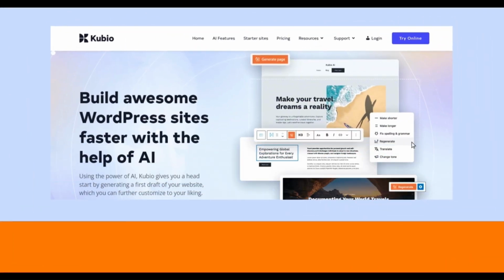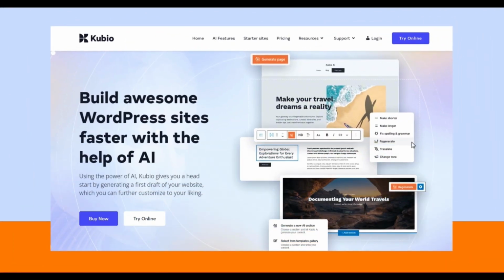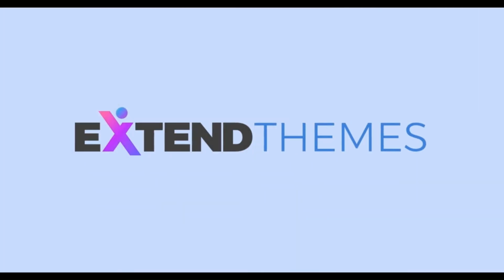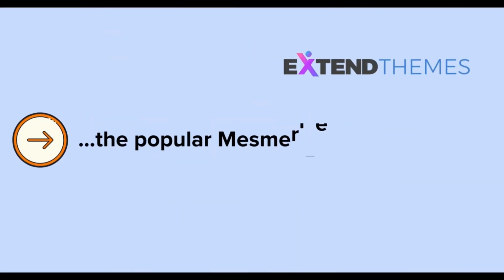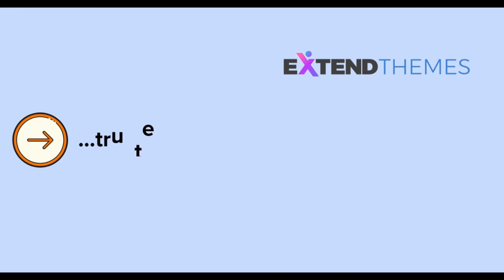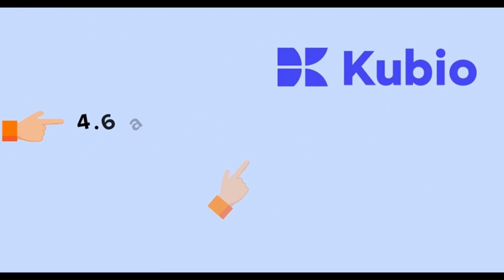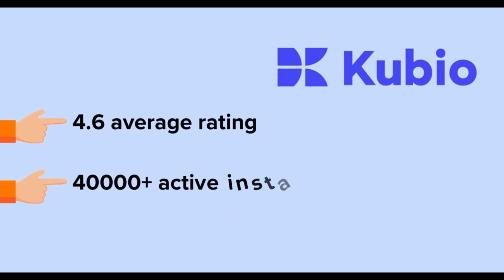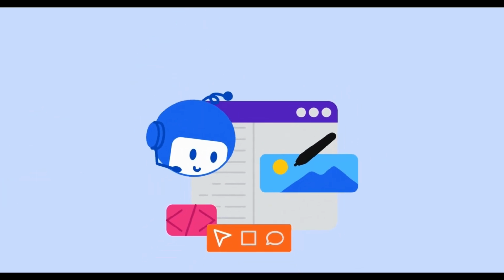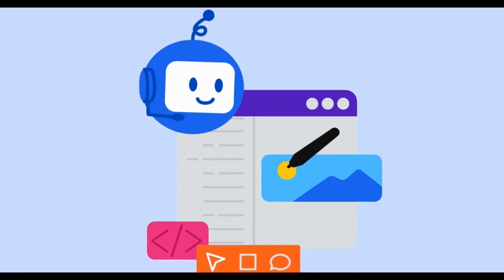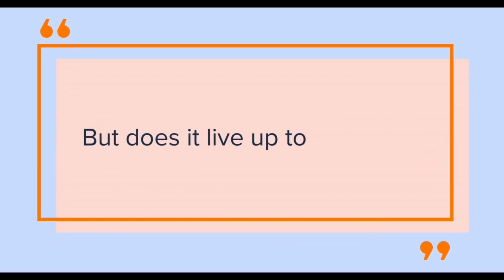Meet Kubio Builder, an AI-powered WordPress site builder created by Extend Themes, the company behind the popular Mesmerize theme and trusted by 250,000 plus websites. With an impressive 4.6 average rating and 40,000 plus active installations on WordPress.org, Kubio Builder is designed to make the website creation process super simple for everyone. But does it live up to the hype? Let's review it and find out.